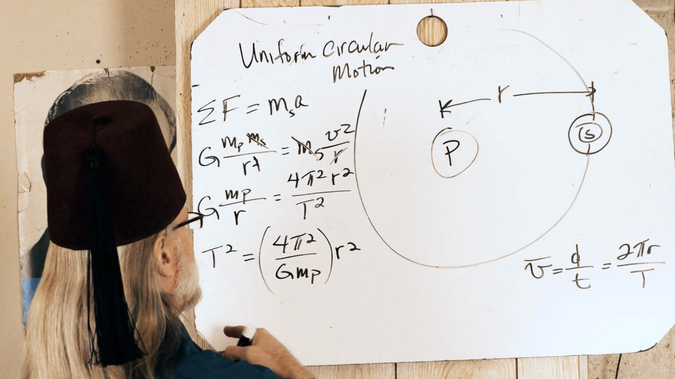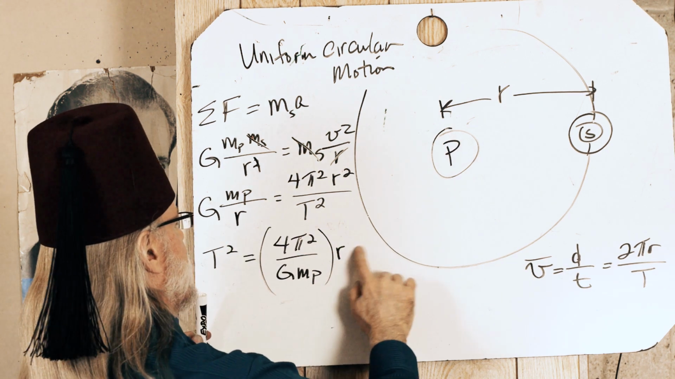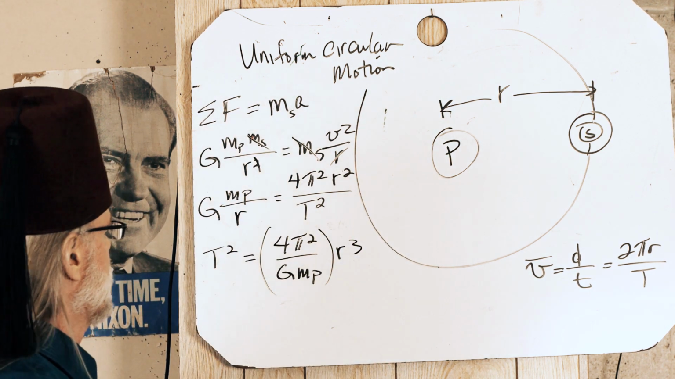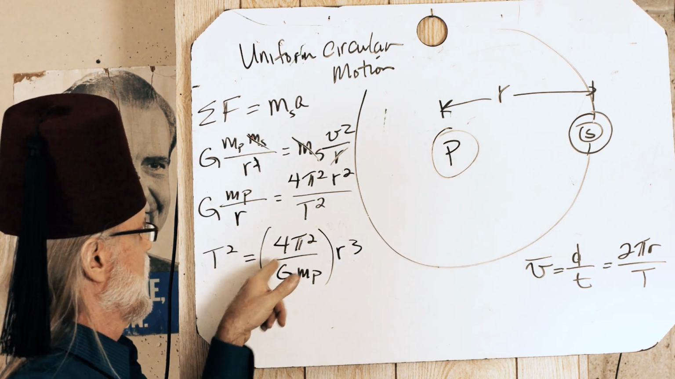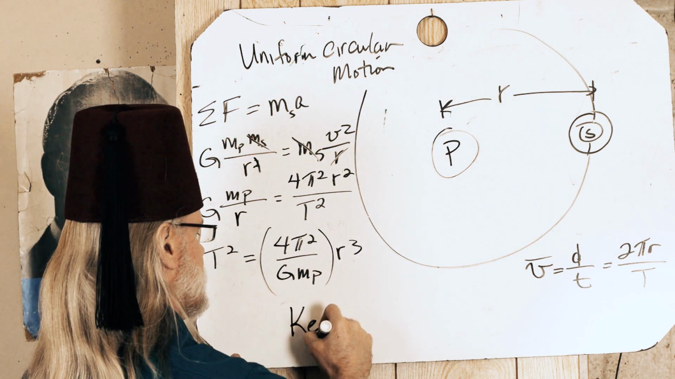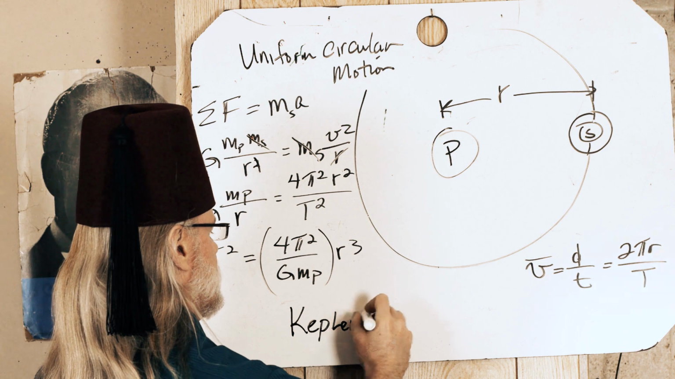Oh, we forgot to bring the r over. That's r cubed. That's not r squared, that's r cubed. We forgot that one over there. So we see that the period squared is proportional to r cubed. This is Kepler's third law of motion.